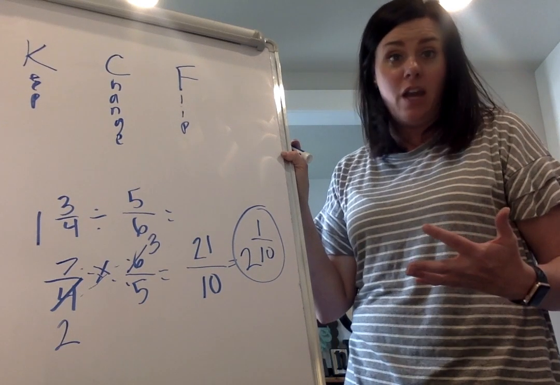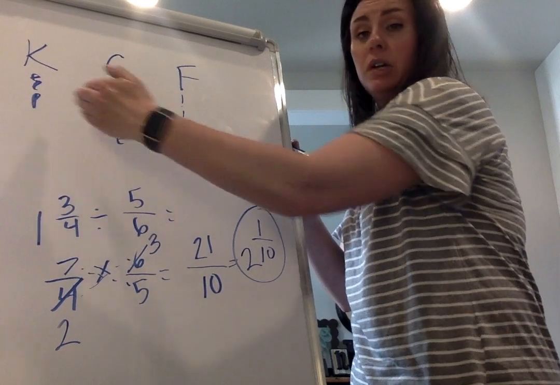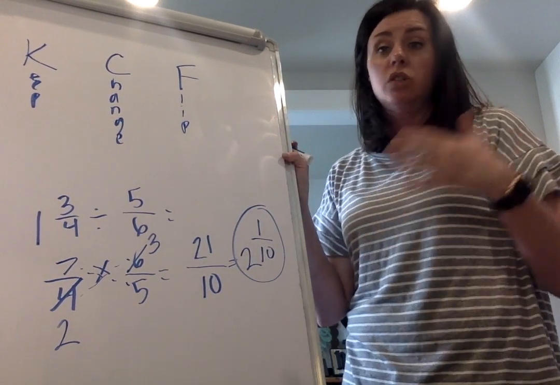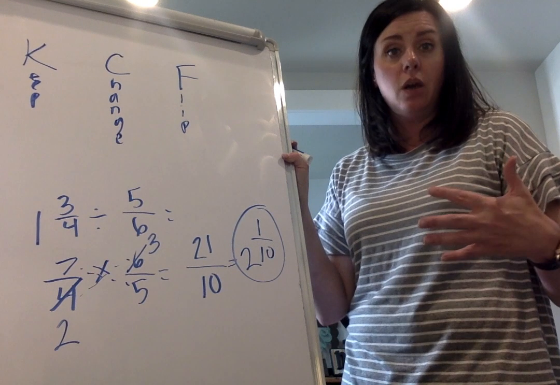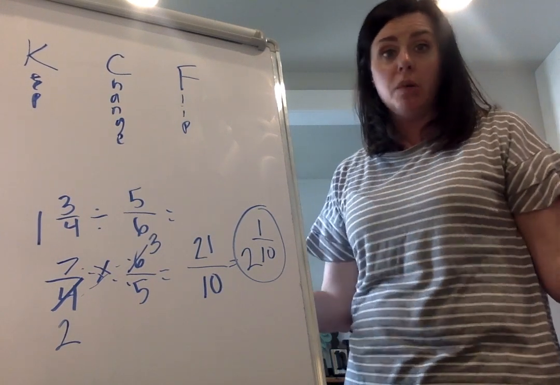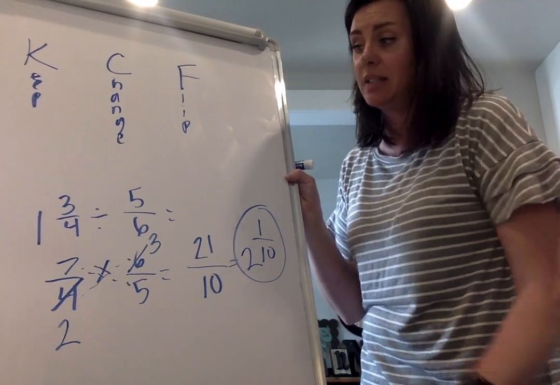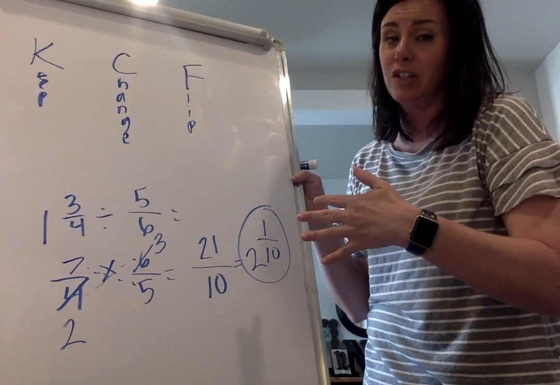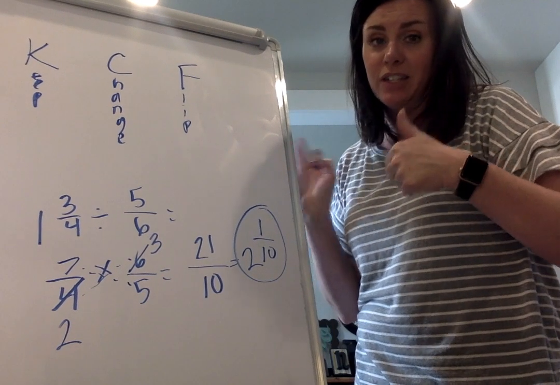That's your review video. That's all I'm going to give you today because I think that's pretty easy. Just remember to keep, change, flip. And if you need to write that on the top of a scrap paper or a sticky note, make it into a bookmark, whatever you need to do to remember this, you'll be just fine because multiplying fractions straight across isn't difficult at all. So I think you got this.